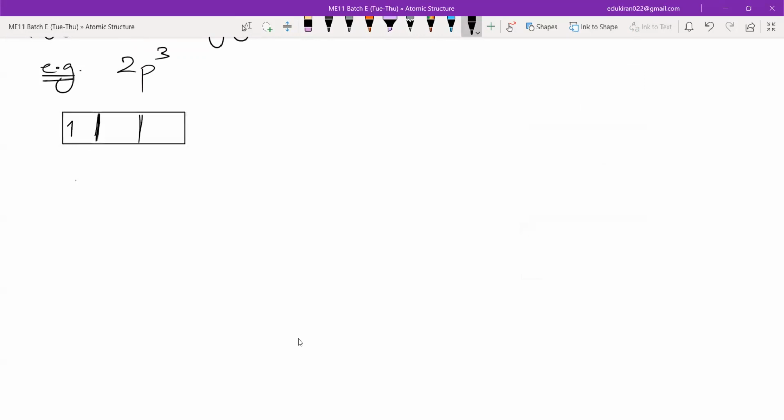Okay, so yeah, you can either fill like this: 1, 2, and 3. So how we are filling is that this is 1 electron, this is another electron with opposite spin, this is the 3rd electron.